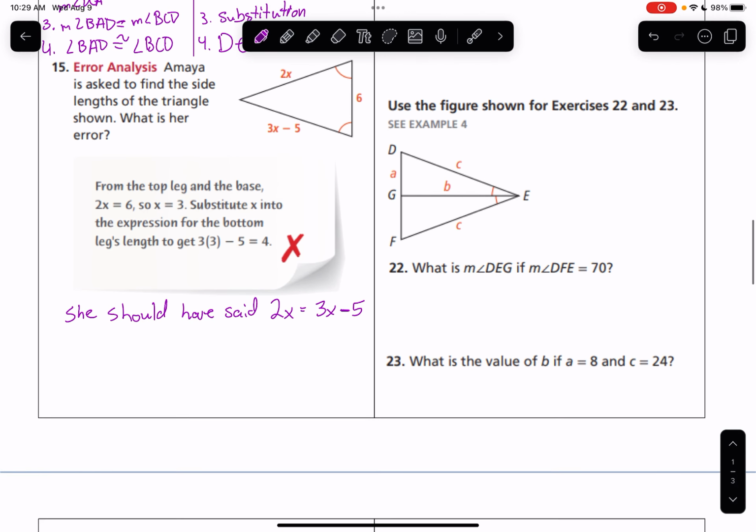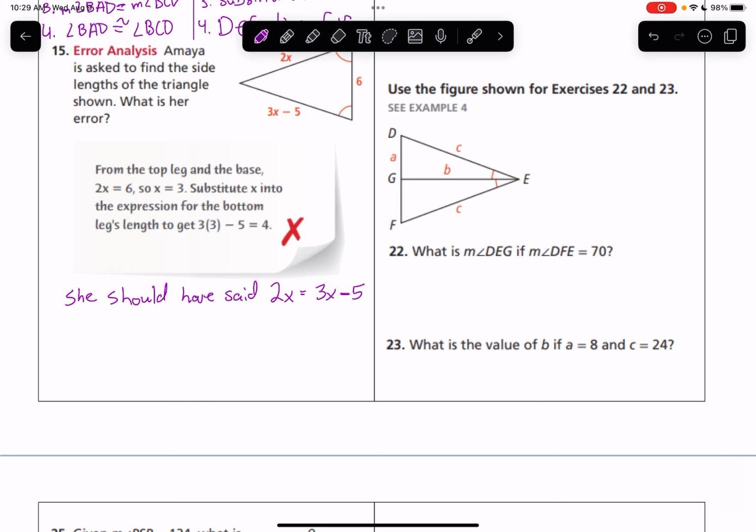Number 22. What is the measure of angle DEG if the measure of angle DFE is 70? So if we go in here and we say DFE is 70, and we want to find the measure of angle DEG, and we see that these 2 angles are congruent, then we know that these two triangles are going to be congruent, which means that over here, this is also going to be a 70-degree angle.